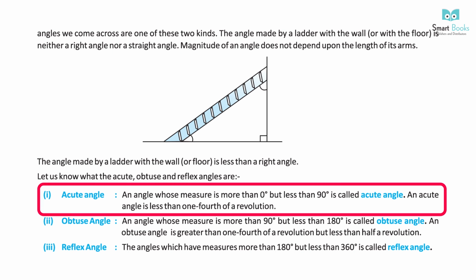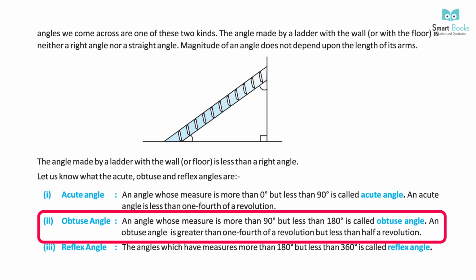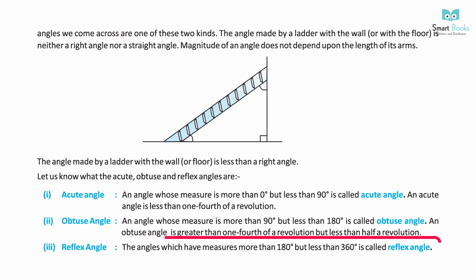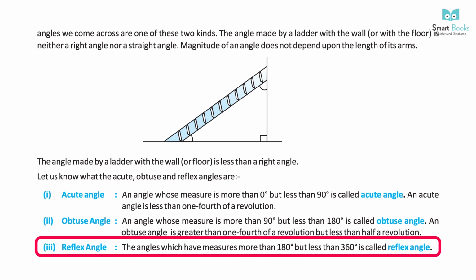First, acute angle. An angle whose measure is more than 0 degrees but less than 90 degrees is called an acute angle. An acute angle is less than 1/4 of a revolution. Second, obtuse angle. An angle whose measure is more than 90 degrees but less than 180 degrees is called an obtuse angle. An obtuse angle is greater than 1/4 of a revolution but less than half a revolution. Third, reflex angle. Angles which have a measure more than 180 degrees but less than 360 degrees are called reflex angles.